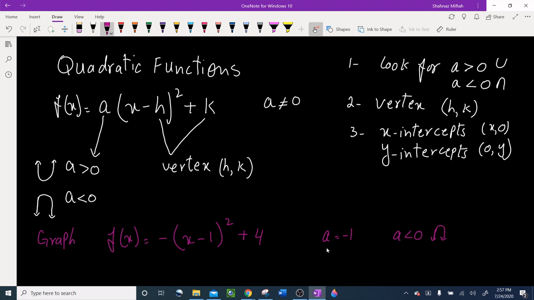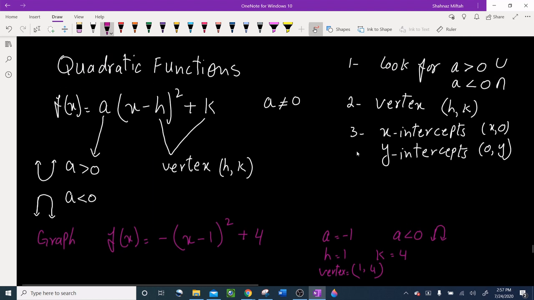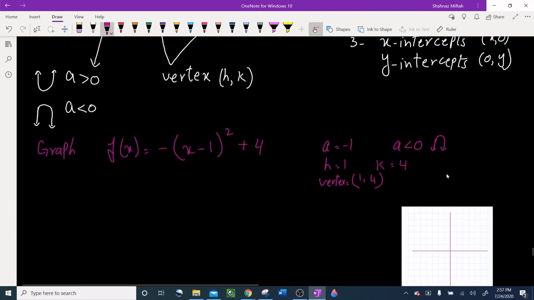And h is equal to 1, and k is equal to 4. So my vertex is (1, 4). That was the two steps that we just did: we looked at a, and then we found the vertex. Now we have to look for the x and y intercepts.